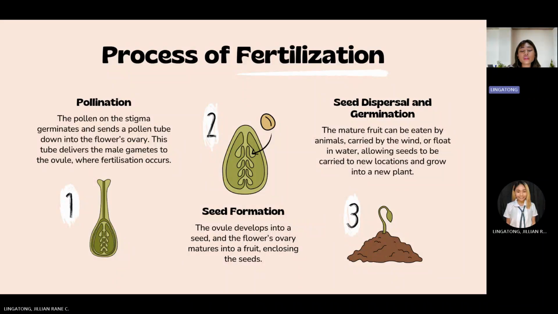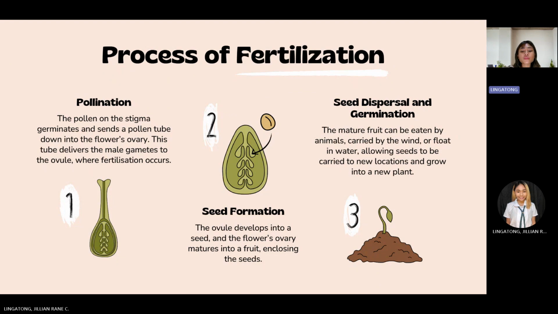Second is seed formation. Following fertilization, the ovule develops into a seed within the flower ovary. The ovary itself matures into a fruit, which encloses and protects the seed. This stage is crucial for the plant's reproductive success, as the fruit serves to protect and nourish the seed while it develops.